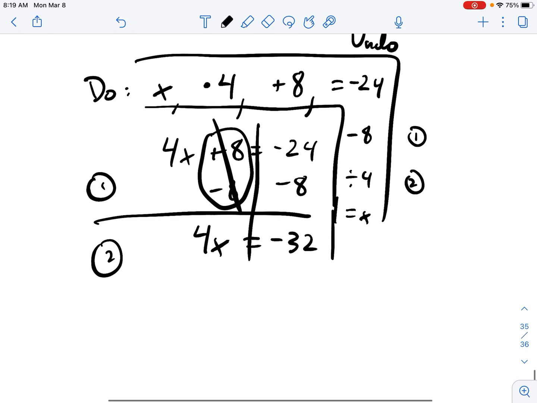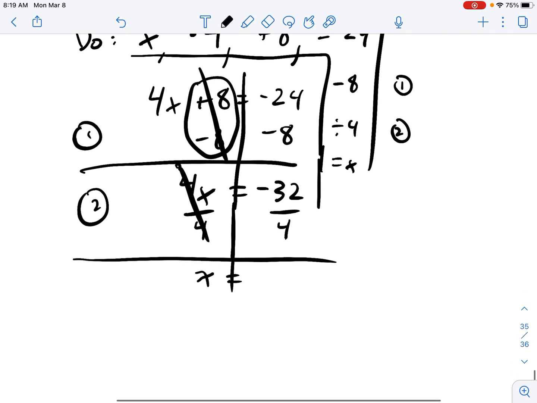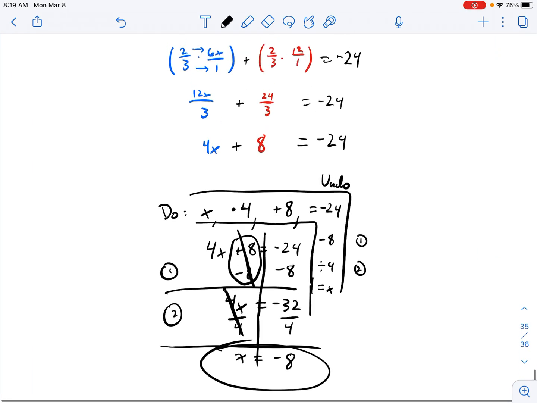Our second step is divide by 4 on both sides. 4 divided by 4 is 1, so those cancel out. And then negative 32 divided by 4 is negative 8. And that's our answer, okay?